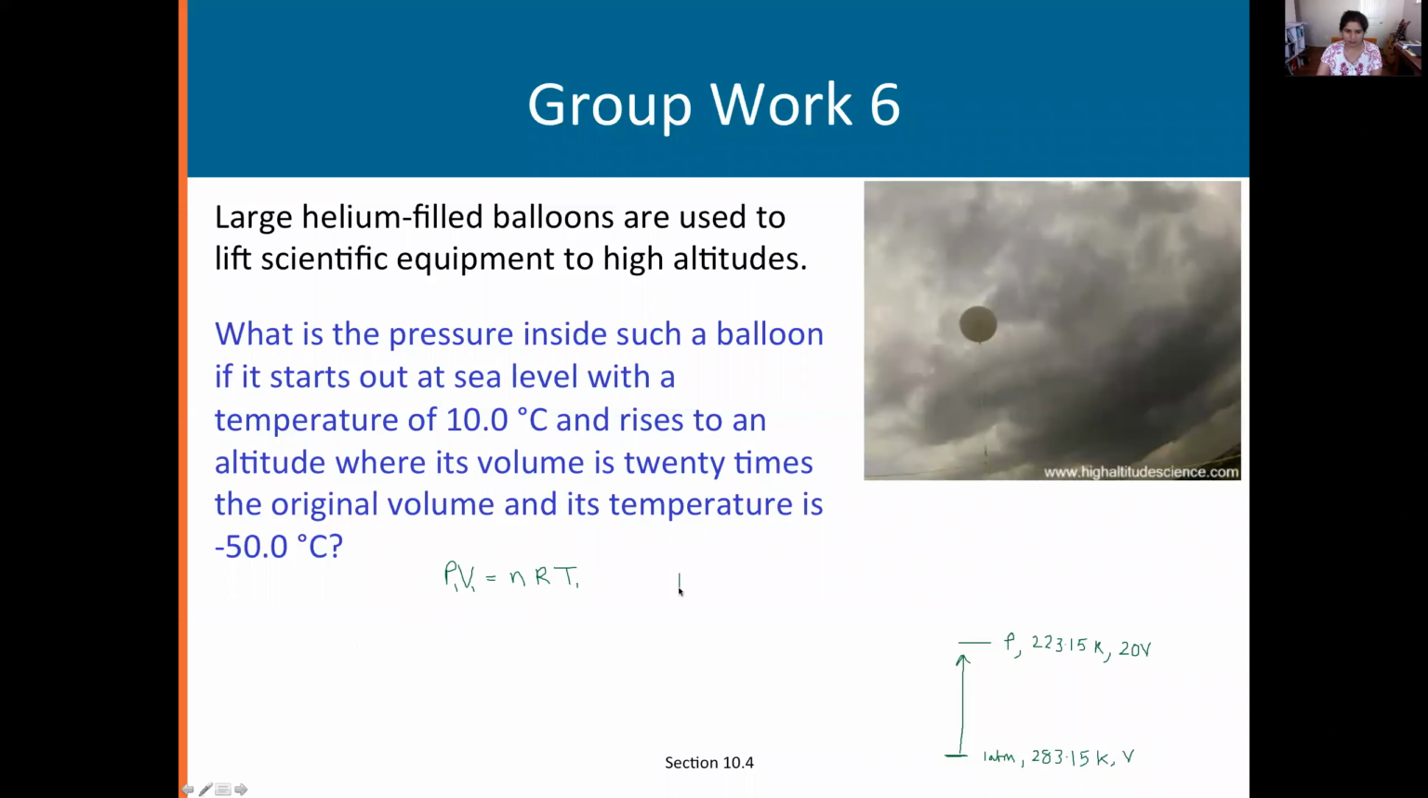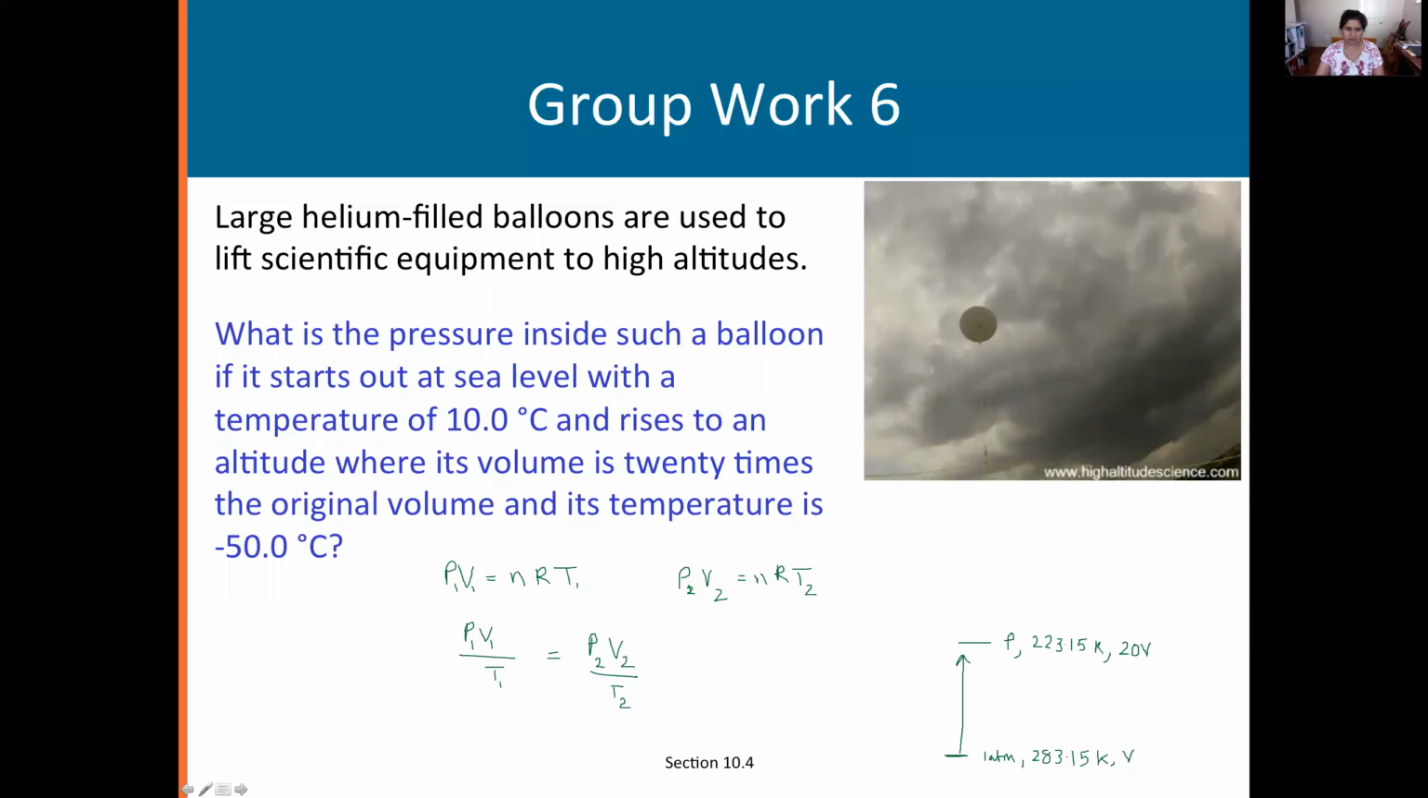And then at the second position, I can also write P2 V2 equals nRT2. Or I can see that if I solve each of these for nR, then PV over T for one must be equal to PV over T for the other. So I can write P1 V1 over T1, I'm just solving for nR here, and it must be equal to P2 V2 over T2.